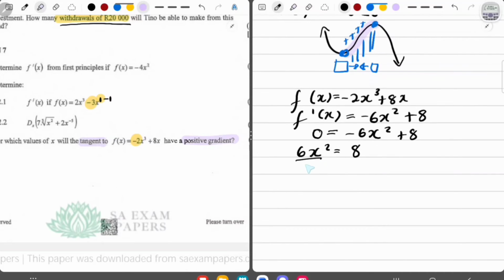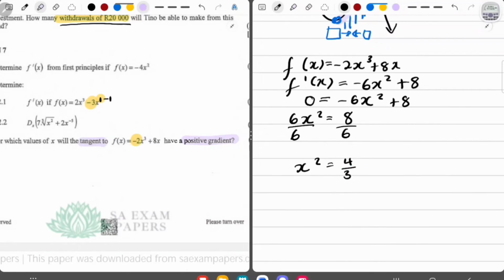And I can get rid of the 6. Divide both sides by 6. We have x squared is equal to 8 over 6. You see that 8 and 6 have a highest common factor of 2. So 8 divided by 2 is 4, and then 6 divided by 2 is 3. So this is what we have.